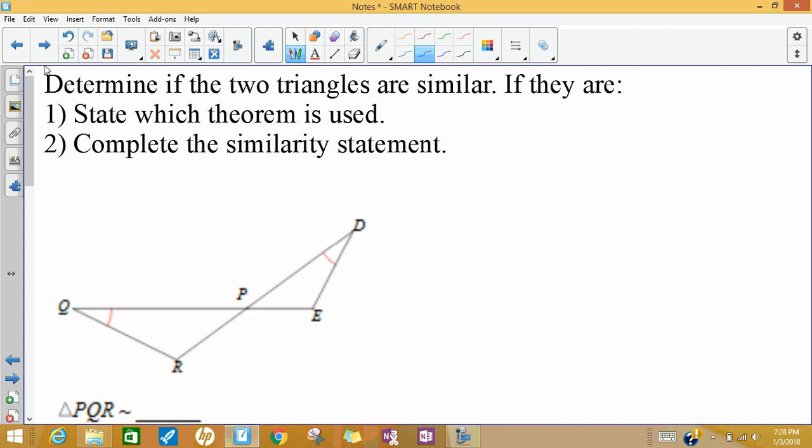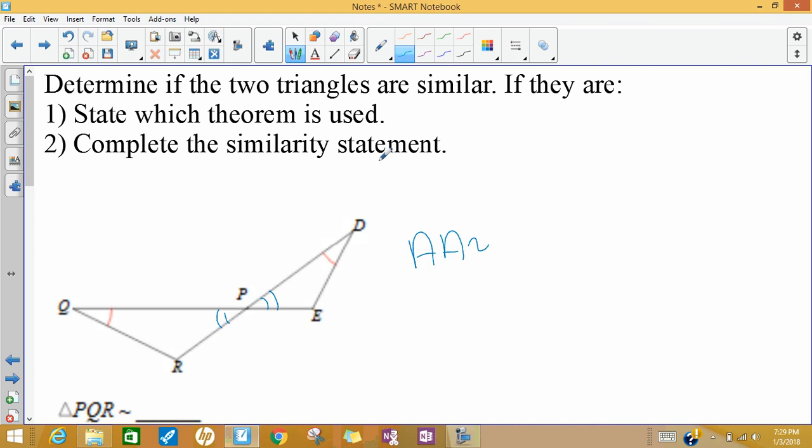So let's do a couple examples and figure out if we can say the two triangles are similar. So I'm still always going to be looking for things like the reflexive property and vertical angles. And right away I know that I have vertical angles in this picture. And I have another pair of angles that are shown to be congruent, Q and D. So I have two pairs of congruent angles, so that goes along with the angle-angle similarity. So these two triangles are similar by angle-angle similarity.